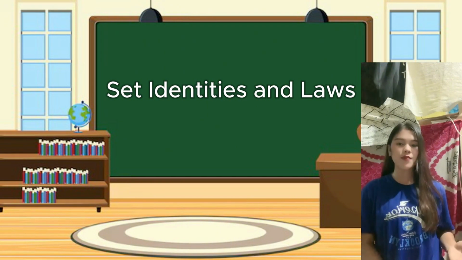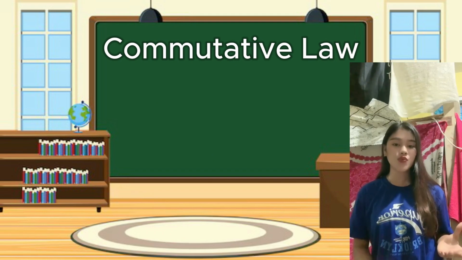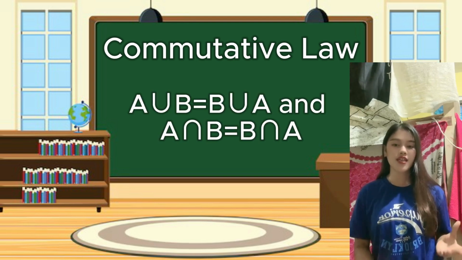I'll explain some set identities and laws. The first one is the commutative law. The order in which we perform union or intersection doesn't matter, such as A union B equals B union A and A intersection B equals B intersection A.